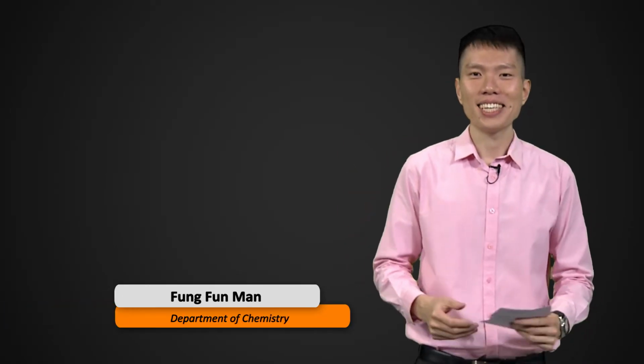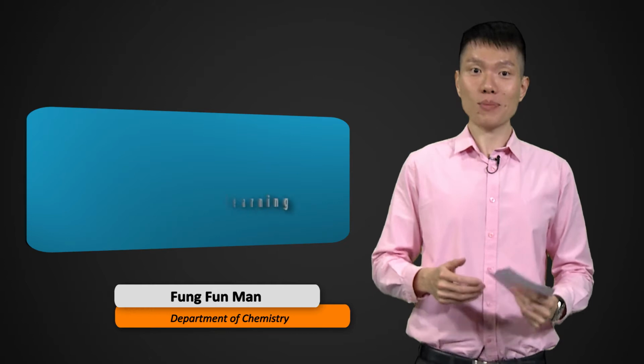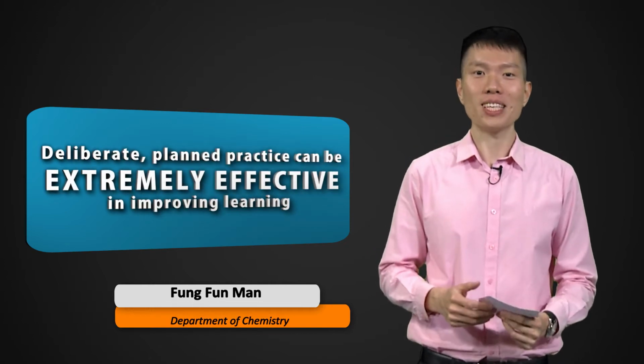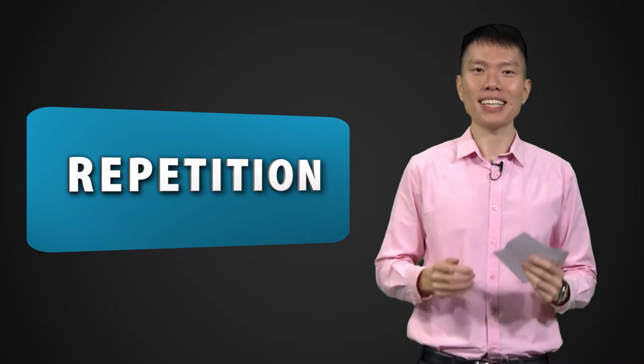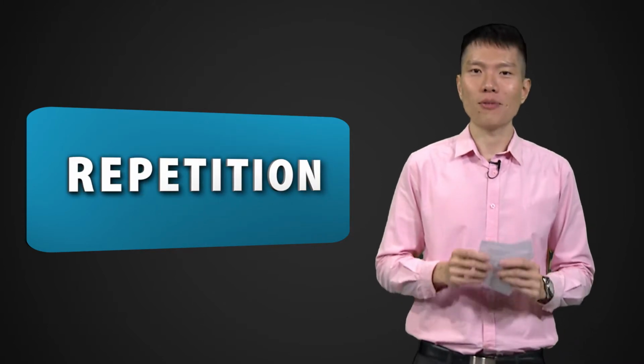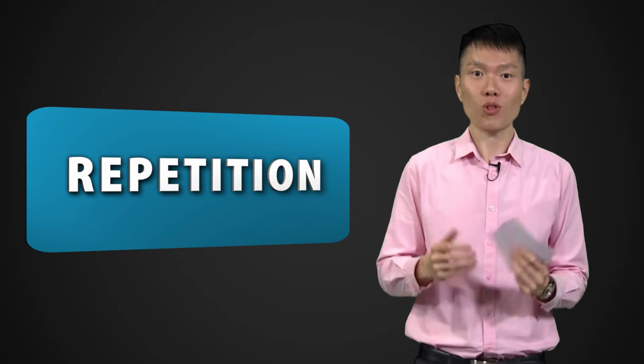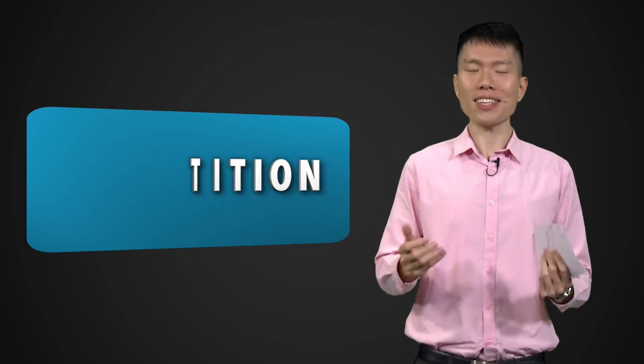Hello! In the previous session, we noted how deliberate practice can be extremely effective in improving learning. One key aspect of practice is repetition, and that's our focus here. A very effective way of practicing is deliberate recall, also known as retrieval practice.